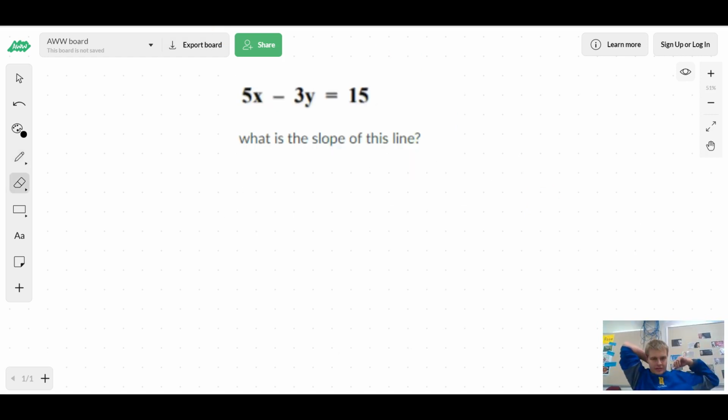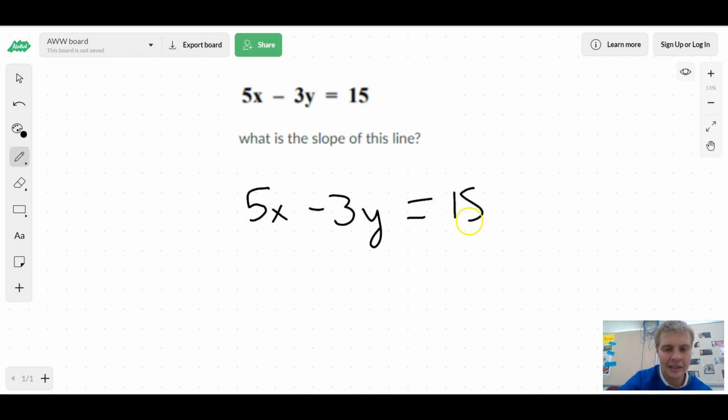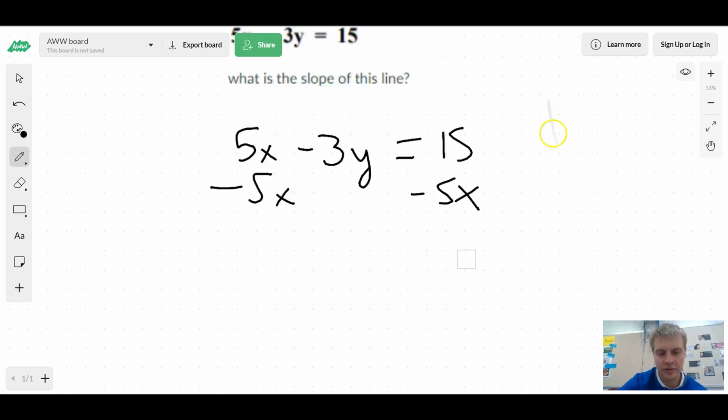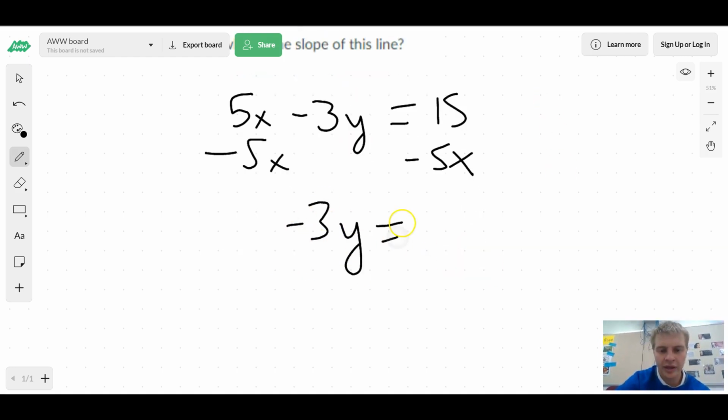Try another one. Okay, it says, what is the slope of this line? So the slope of this line, when we kind of look at this, I don't know from standard form. But I would know if I got in slope-intercept form. So let's get in slope-intercept form. So again, we would have this equation, and we would like to get the y by itself, because that's what slope-intercept form is. So I'm going to minus the 5x to both sides. Get negative 3y is equal to negative 5x plus 15.